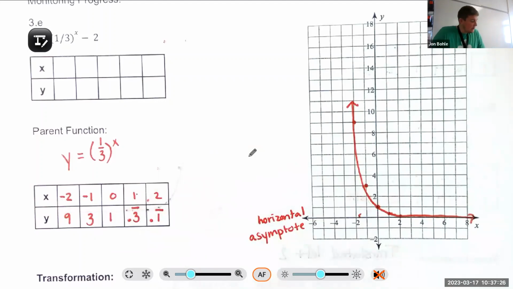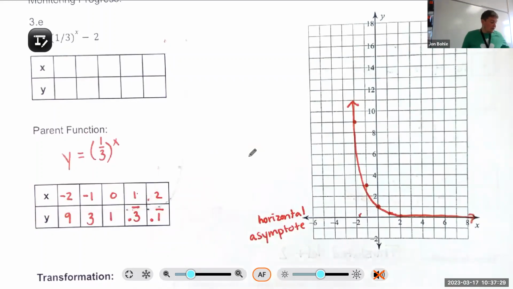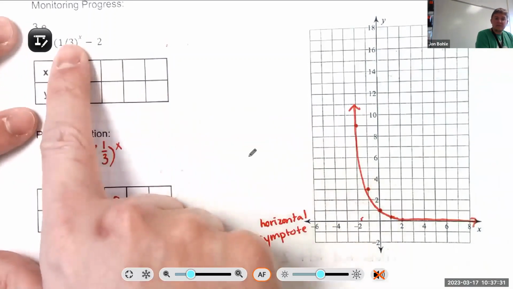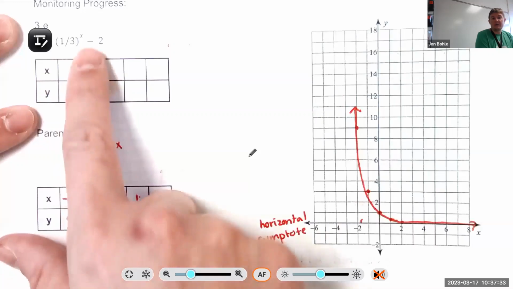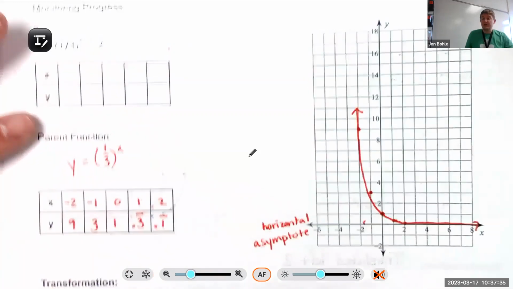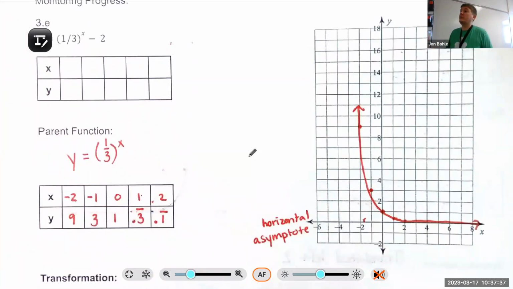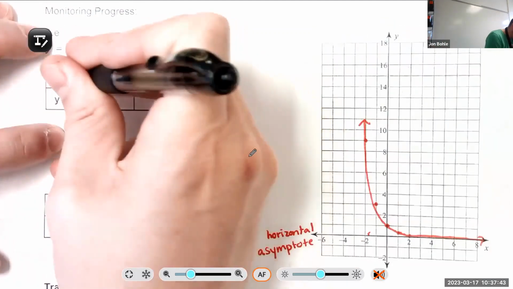Good. Okay. So now what we're going to do is use this graph. We're going to graph almost the same thing, but now there's the -2. So what we're going to discover is what does that -2 do to the red graph, so we can try to find these transformations. We're going to use the same x values.